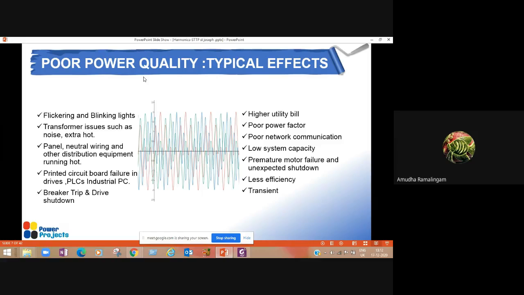So once again I repeat, we have to maintain good power quality. If the power quality is not maintained, we have to face all these types of issues. It depends on what is the equipment we are using. So we have to face all these effects. That is why we have to maintain good power quality at our end.